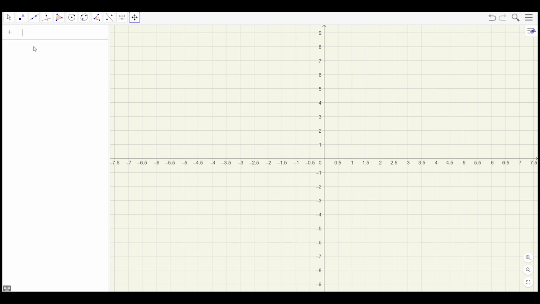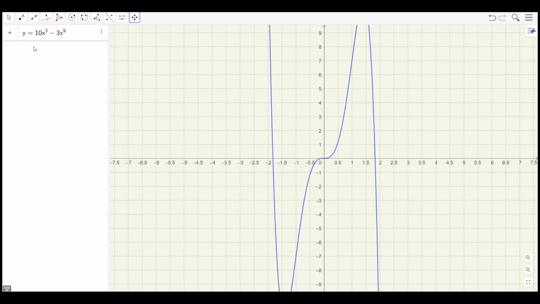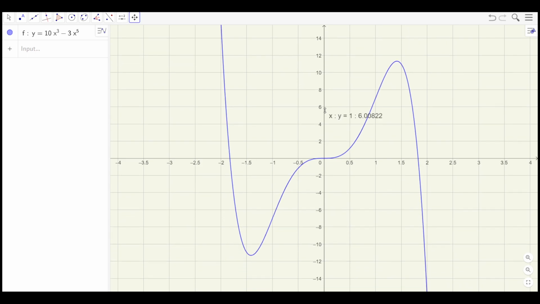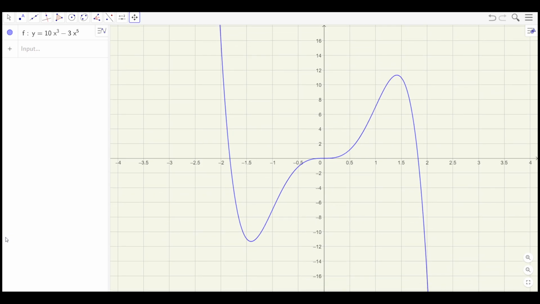So my function is y equals 10x to the power of 3 minus 3x to the power of 5, yes? So that is the function. Okay, so let me rescale it a little bit for you so that we can see it better. So this is the graph of the function. And then, how many inflection points do you see? Just intuitively, 1 is around here, 1 is around there, and 1 is here.